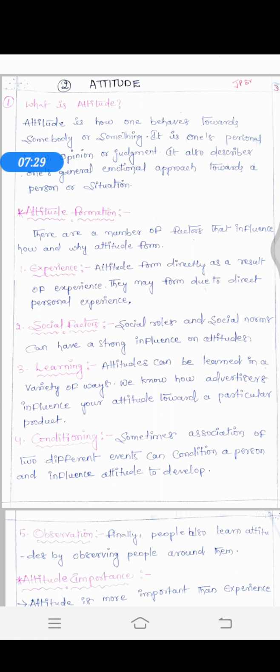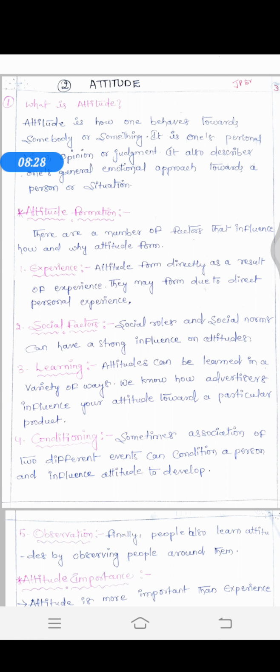We know how advertisers influence your attitude toward a particular product. In a television advertisement, we see young, beautiful people having fun on a beach while enjoying a sports drink. This attractive and appealing imagery causes you to develop a positive association with this particular beverage. Actually, learning happens in many ways: television advertisement, paper advertisement, YouTube channels, social media, and all together.